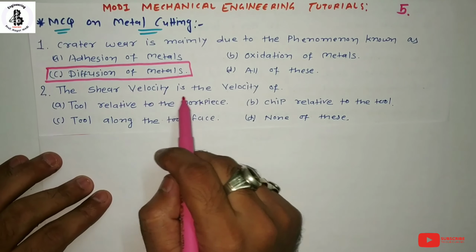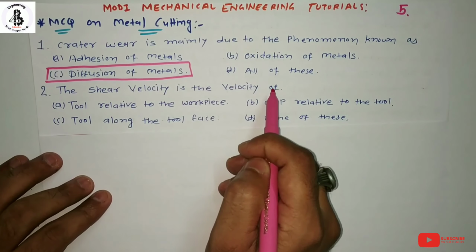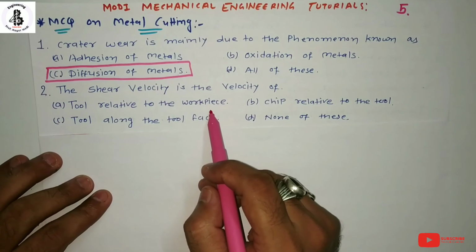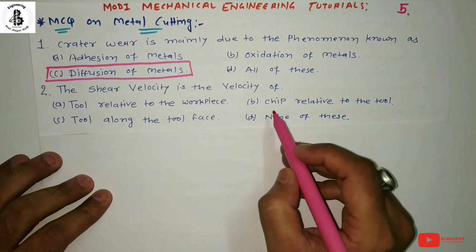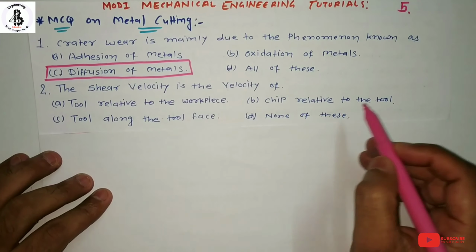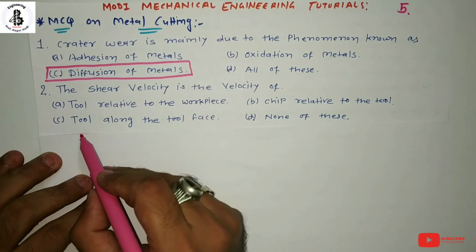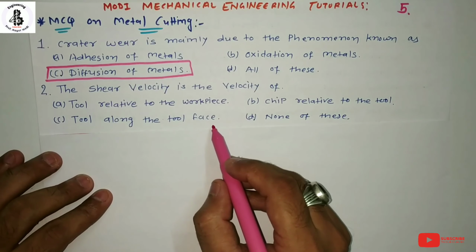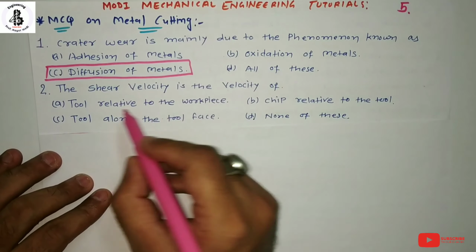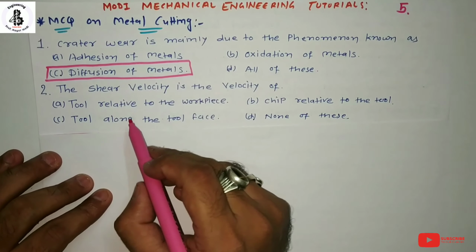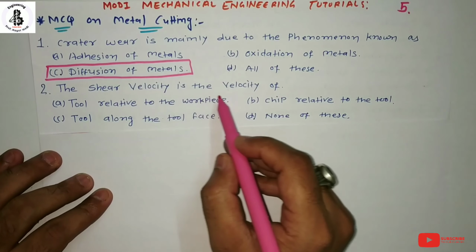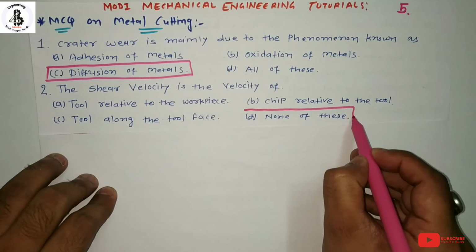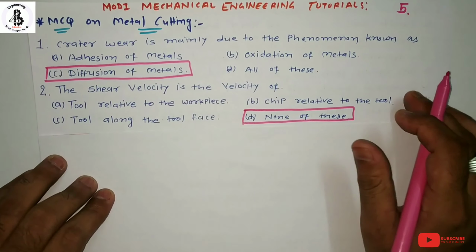Next, the shear velocity is the velocity of: A, tool relative to the workpiece, not possible; B, chip relative to the tool, not possible; C, tool along the tool face, also not possible; and D, none of these. So A, B, C are not possible. The shear velocity is the velocity of none of the above. So the answer is D, none of the above.